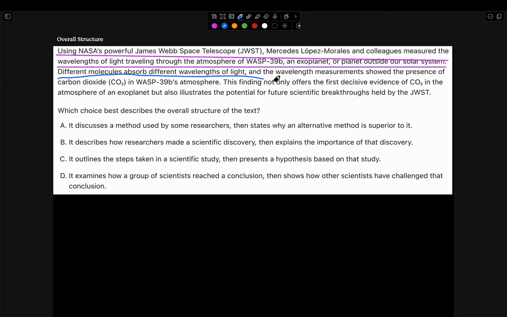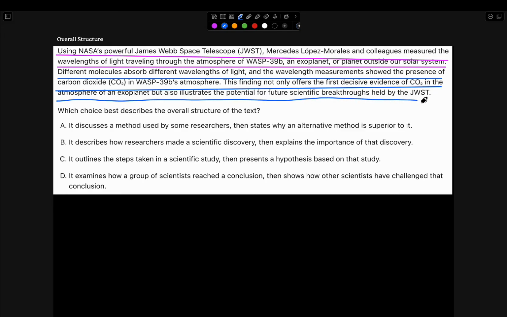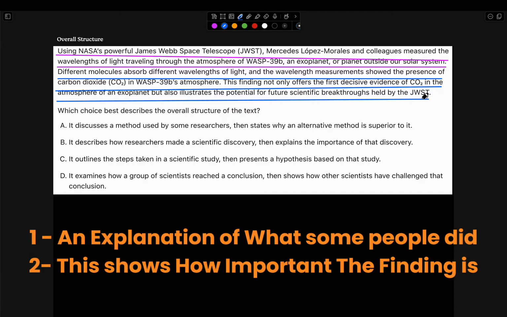Different molecules absorb different wavelengths of light, and the wavelength measurements showed the presence of carbon dioxide in WASP-39b's atmosphere. This finding not only delivers the first decisive evidence of CO2 in the atmosphere of an exoplanet, but it also illustrates the potential for future scientific breakthroughs held by JWST. On the scrap paper, I'll also write that this shows how important the finding is.